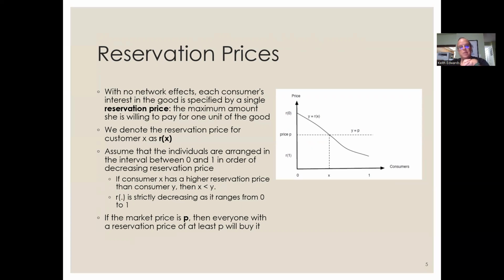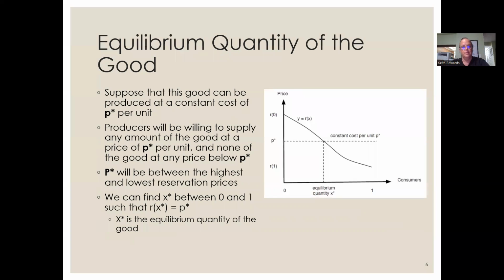If the market price is P, then everyone with a reservation price of at least P will buy it. When there are no network effects, the demand for a product at a fixed market price P can be found by locating the point where the curve y = R(x) intersects the horizontal line y = P in this figure. This means that all consumers between 0 and x will buy the product and all consumers above x don't. So an x fraction of the population buys the product.